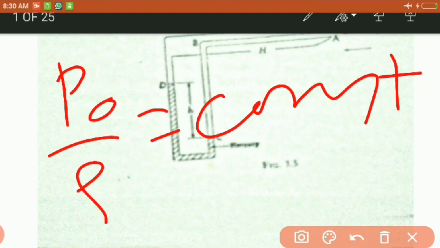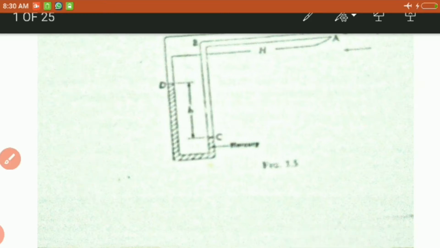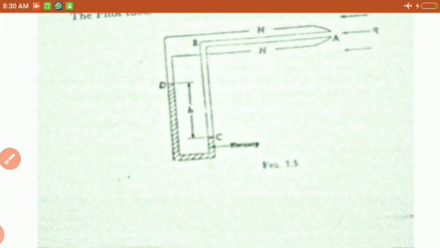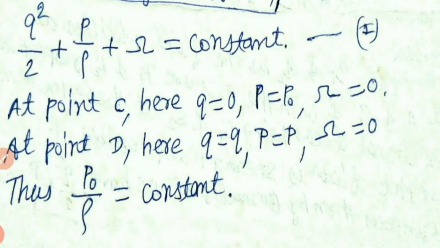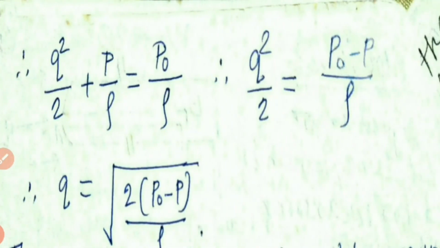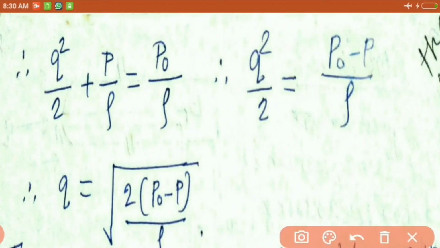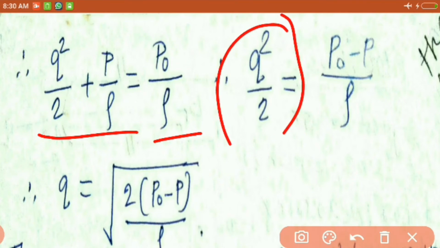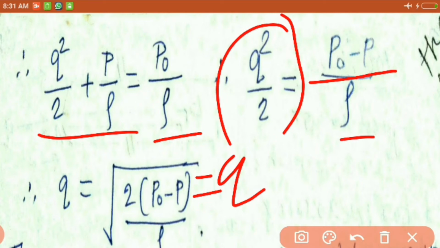And therefore q square by 2 plus P by rho is equal to P0 by rho, and therefore we get q square by 2 is equal to P0 minus P divided by rho. And by finding the square root of q, we get root 2 in bracket P0 minus P upon rho.